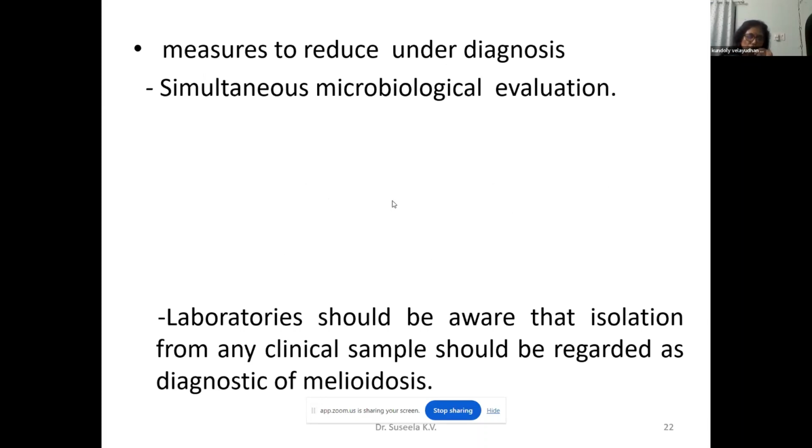For that, we have to do a simultaneous microbiological evaluation, and laboratories should be aware that isolation from any clinical sample should be regarded as diagnostic of melioidosis. What happens now is that in some cases of blood cultures, we take two samples but only one sample may yield growth. In that case, some people think that since two samples haven't grown, one sample alone may be a contaminant, and it may be discarded.